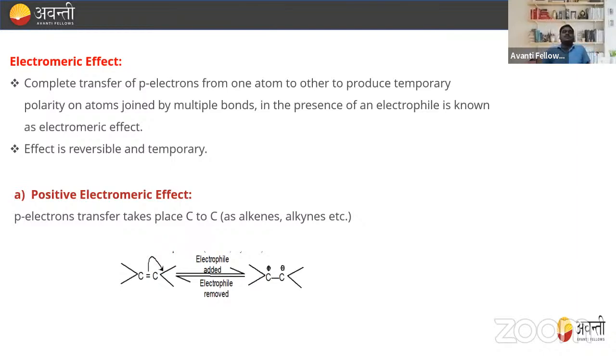That is the complete transfer of pi electrons from one atom to another to produce temporary polarity on atoms joined by the multiple bond. So it is a temporary effect.